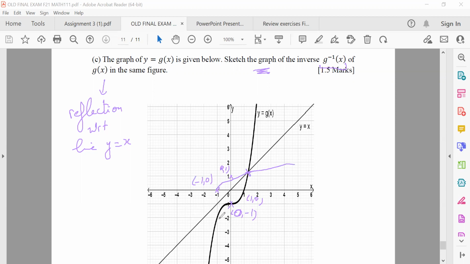Okay. What about this point? This point -1, -2 is here -2, -1. Okay, this point -1.6, -5 is here -5, -1.6. So the graph will be like this.